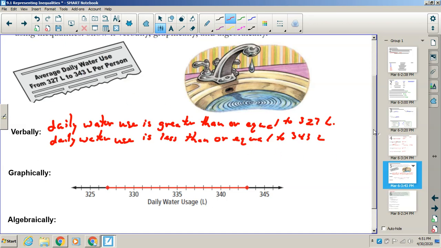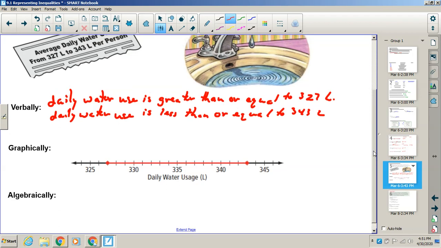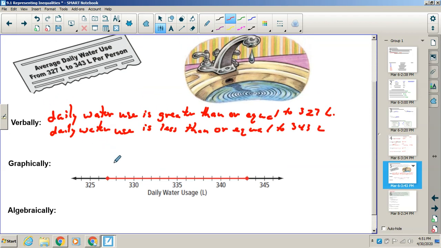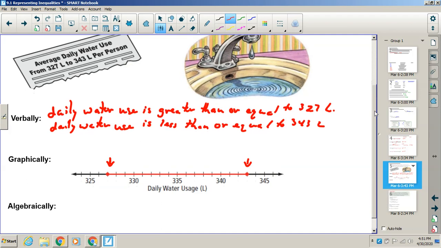Graphically, they've done the graph for you. And here, obviously, in this one, there's two boundary points. So we have starting at 327 liters here, and here's our 343 liters. According to the headline, the daily water use goes from 327 to 343 inclusive. So that's why we have two closed-in dots, or colored-in dots, or closed dots. So it includes 327, includes 343. So that's my inequality, is just a dot here, and then the graph is joining those two dots because it's anywhere from here to here, daily water use all in between there. So that would be the graphic representation of that inequality.